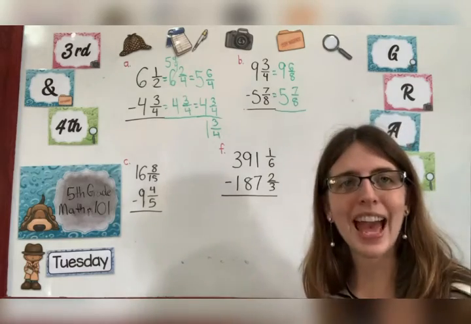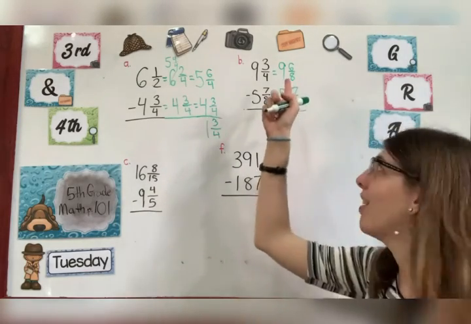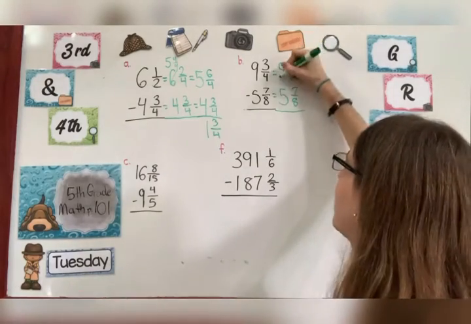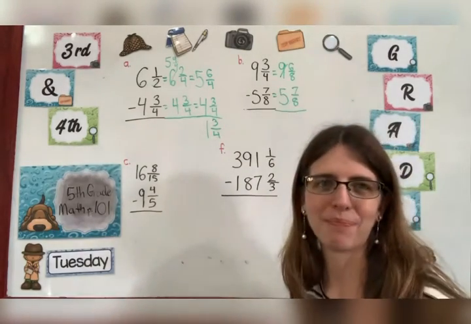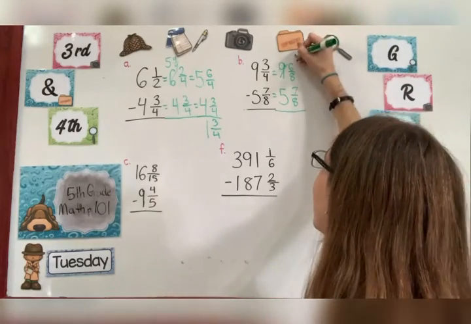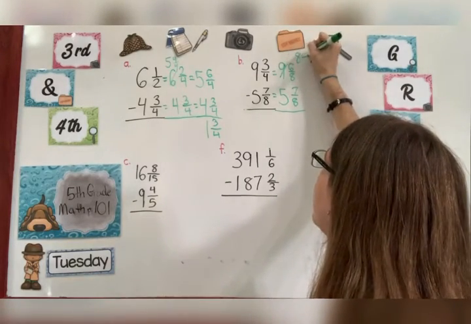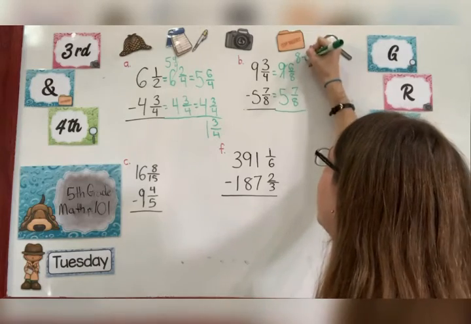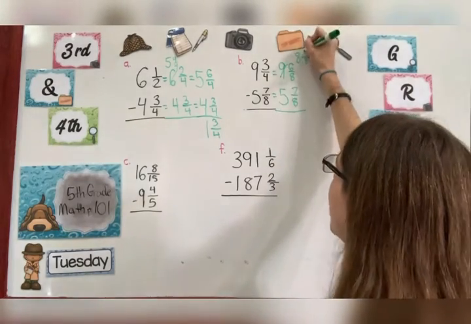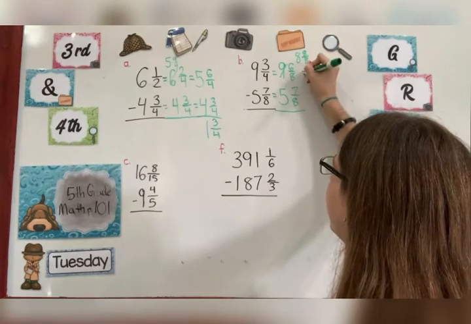I can't subtract yet because 7 is bigger than 6. So I have to borrow. I'm going to borrow from the 9. What does that leave me with? Leaves me with 8. Good. And the one that I borrowed, I changed into a fraction with a matching denominator, so that would be an 8. My numerator has to be the same, so it's also 8.